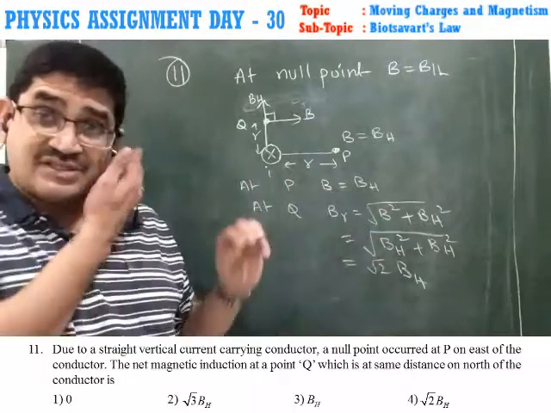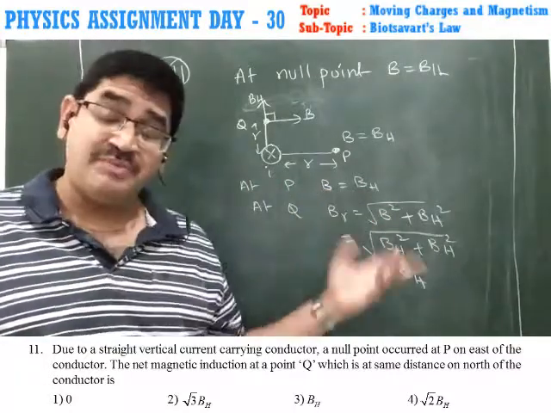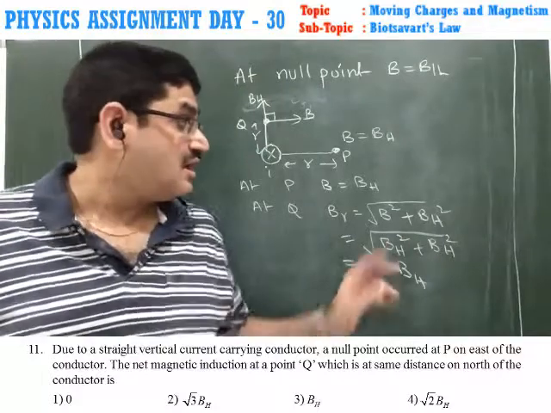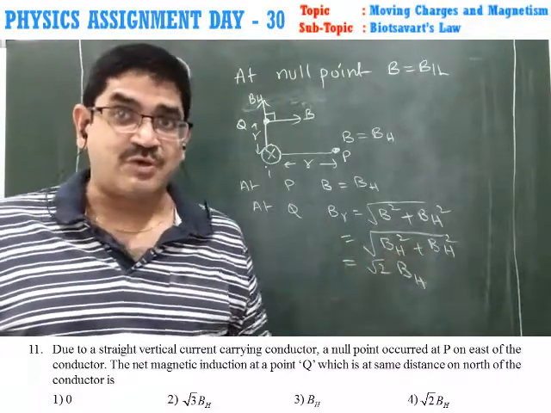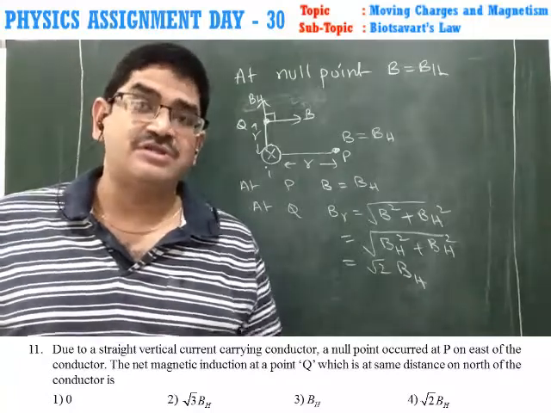But already we know at same distance, no? So B equal to BH, we know same distance. So B equal to BH, I will put BH. So you get BH square plus BH square, 2 BH square under root, which is root 2 BH.